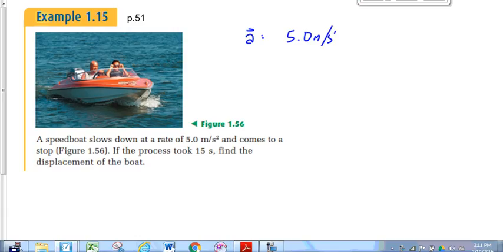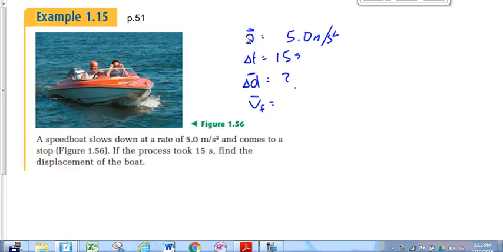Acceleration is 5 meters per second squared. The time is 15 seconds. Looking for the displacement. Anything else we have given to us? What's VF? Yeah, VF is 0 this time.